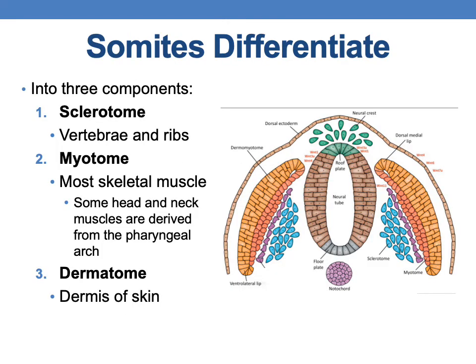Eventually, each somite on each side of the neural tube will differentiate into three distinct components: the sclerotome, which will form the vertebra and ribs; the myotome, which will form most skeletal muscle in the body (some head and neck muscles are derived from the pharyngeal arch); and finally, the dermatome, which forms the dermis of the skin. As you can see here, we can trace the origin of many tissues and structures in the body back to the mesoderm primary germ layer.